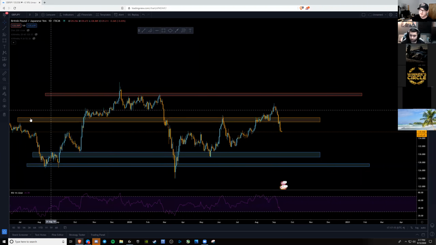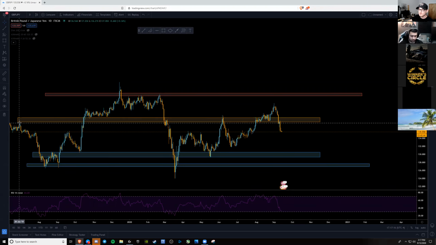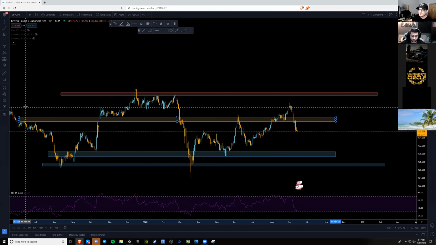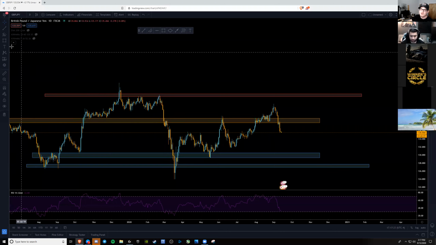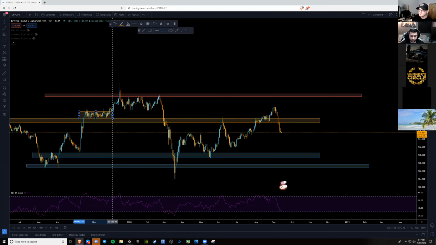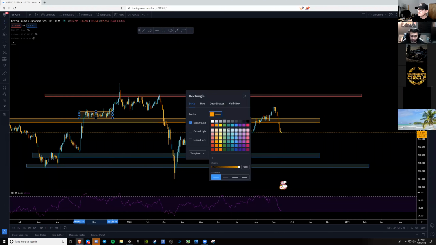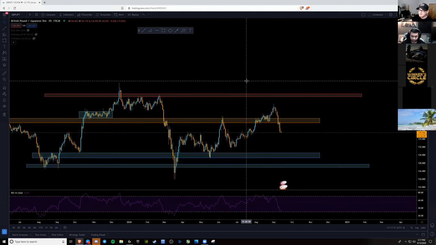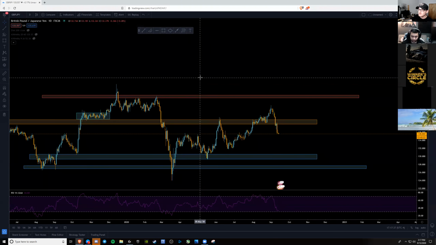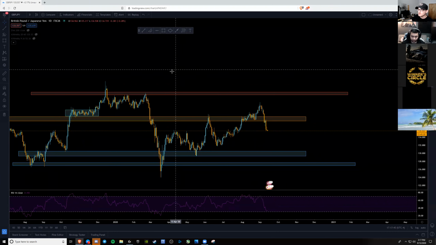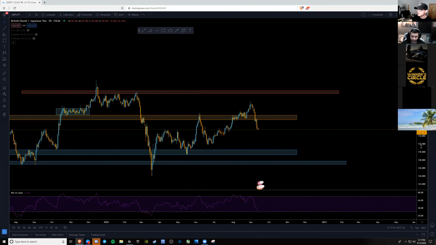And you can see even in this case right here, we had an area where it tested this zone over here as resistance, it came back, and then it actually broke through and retested this area as support. Right, and then that didn't change, I don't think. Yeah, it did. And so you can kind of just work through your chart using these colors.